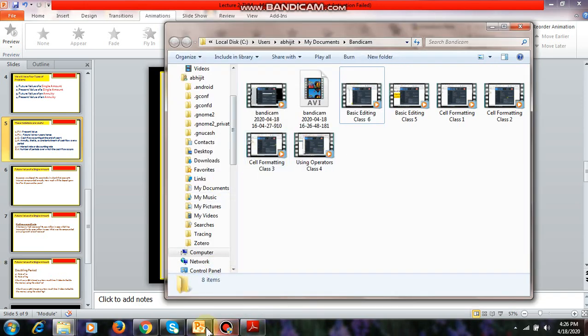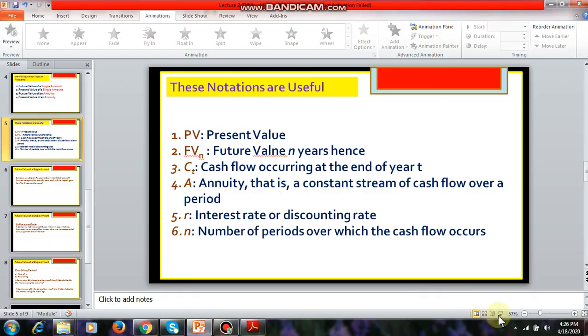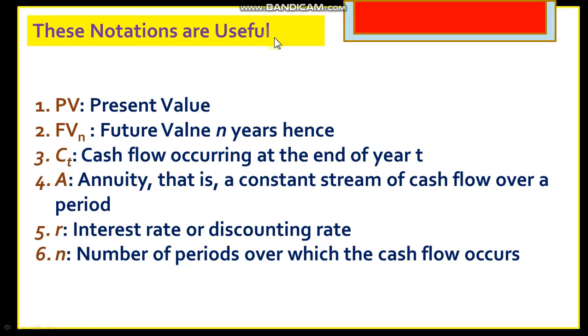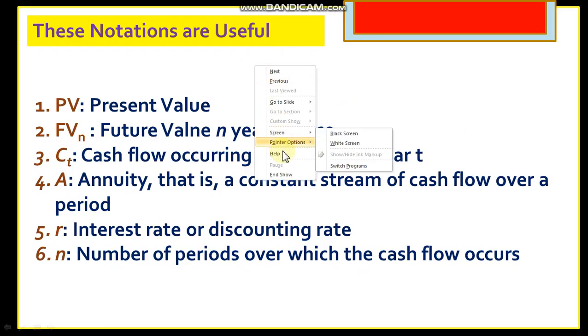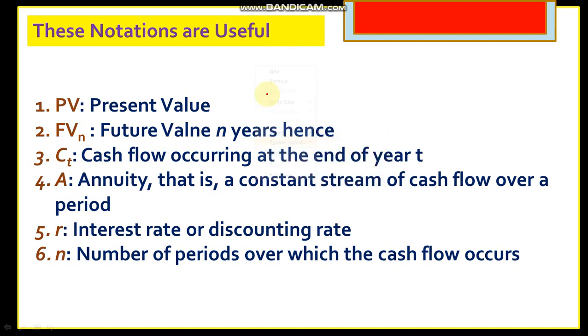So we were discussing the notations. As we have discussed here, if this is my timeline and if this is today, then the value that occurs today is called the present value. Suppose my value is 100 rupees, so 100 rupees today is my present value.